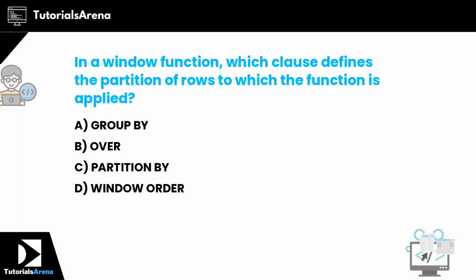In a window function, which clause defines the partition of rows to which the function is applied? The correct answer is option C, PARTITION BY.